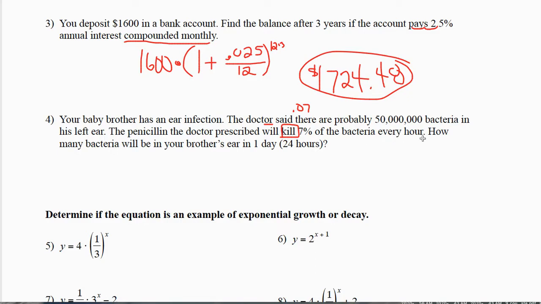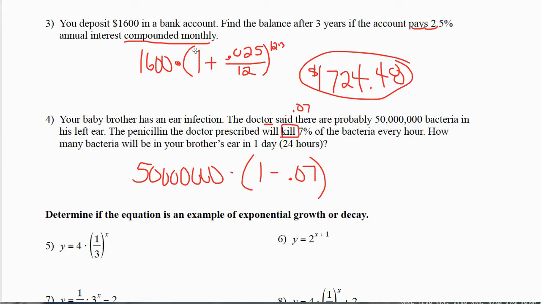So it says every hour. So we're going to be compounding it every hour. But we're actually not compounding it. We're simply going to be doing 50 million times 1 minus our 7%. Because it says that the 7% is constant.